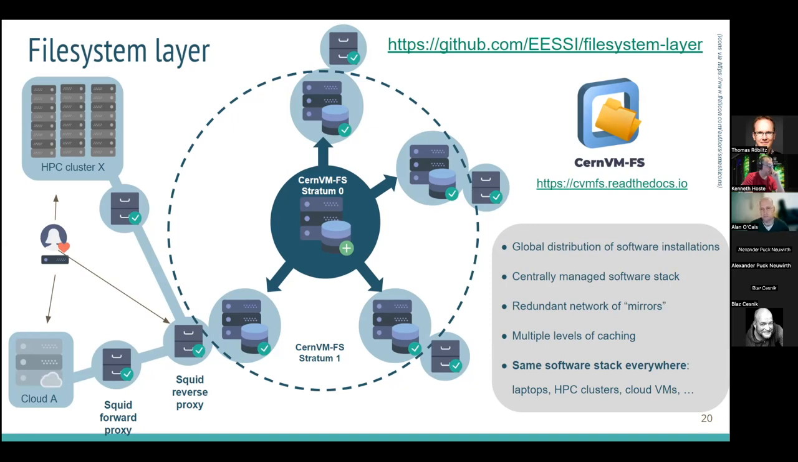So this gives us multiple levels of caching. So that's outside of the system, but also inside the system, we have multiple levels of caching as well. What that means in the end is that we get that same software stack available everywhere, because it's HTTP based. Any client can talk to these stratum 1s or these SQUID proxies over normal HTTP traffic, right? So we can get the same software stack available everywhere, regardless of whether it's our own laptop, a virtual machine inside my laptop, an HPC cluster, or perhaps it's in a cloud, as we've seen before.